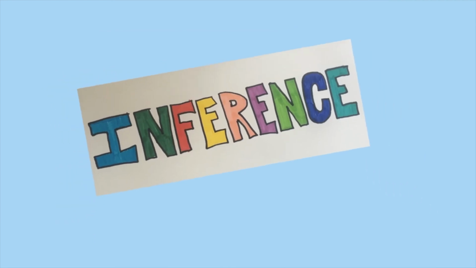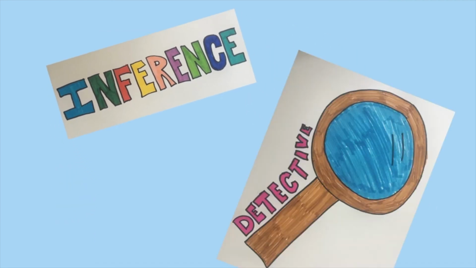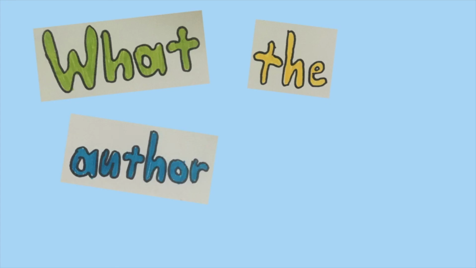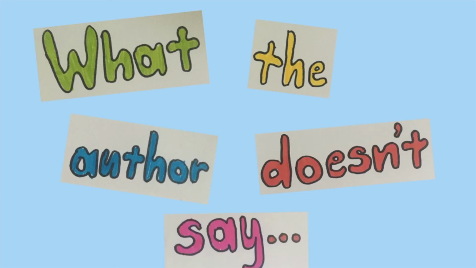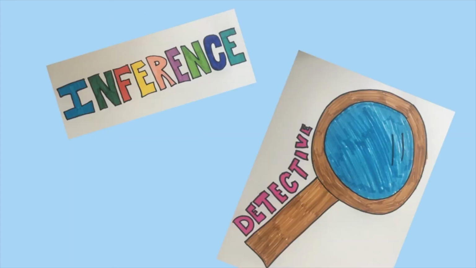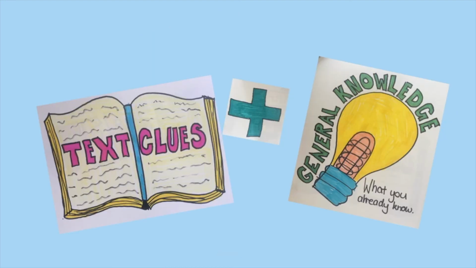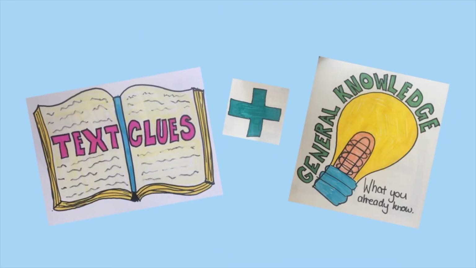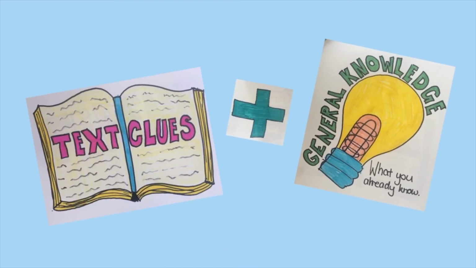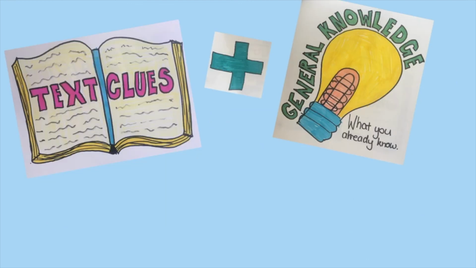So that's your basic introduction to an inference. It is what the author doesn't say. You are reading between the lines. You are being a reading detective. So it is when we use our text clues plus our general knowledge, and that equals inference.